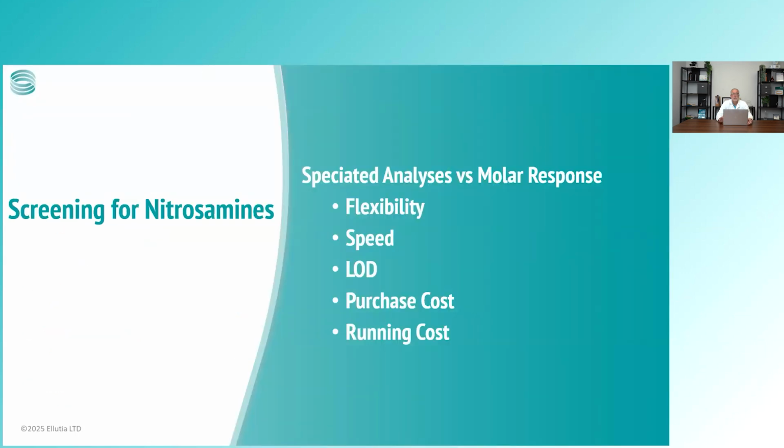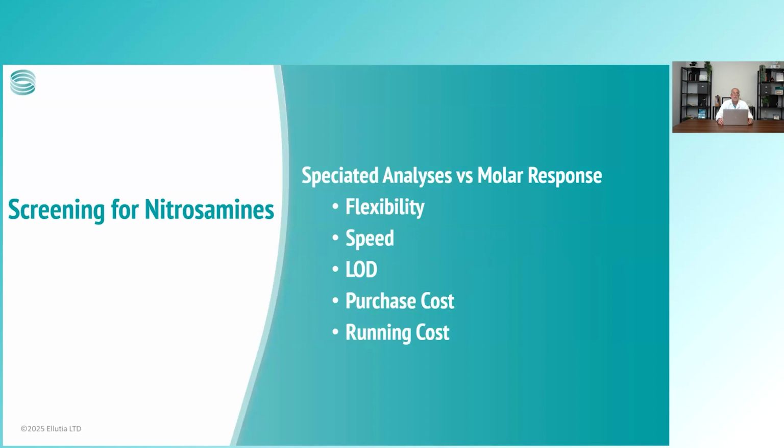So how can we screen for nitrosamines? Well, there are two approaches. You can perform a speciated analysis where you look for each and every nitrosamine, or you can use a screening approach to gauge the concentrations of all nitrosamines present, allowing you to quickly release products that show little or no risk. Or at least that allows you to identify which product or products require further analysis.